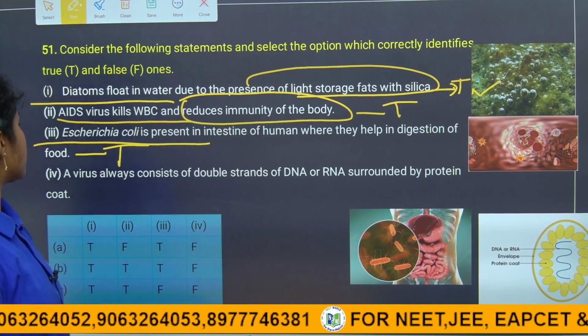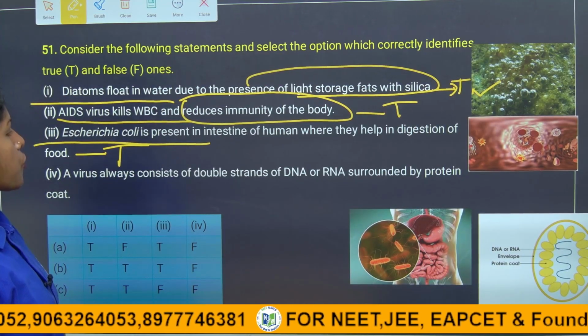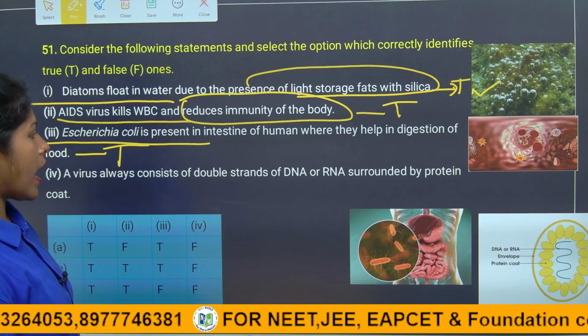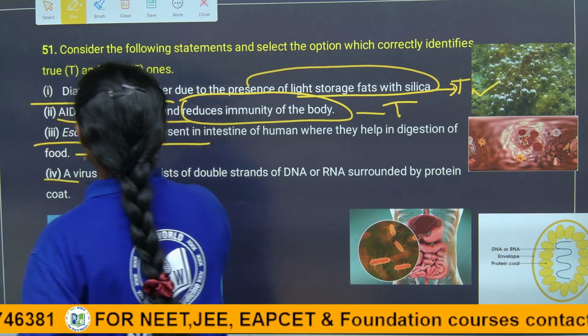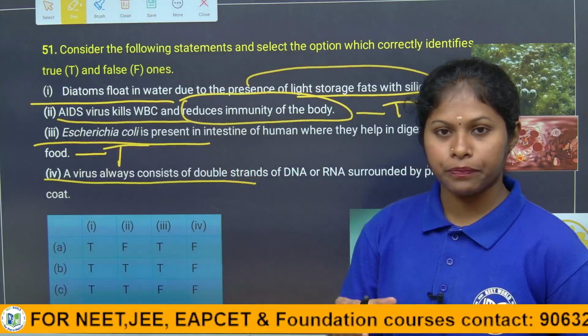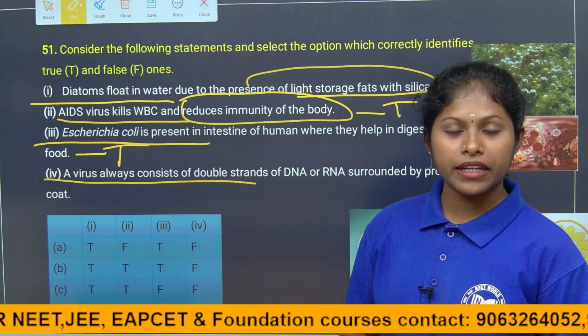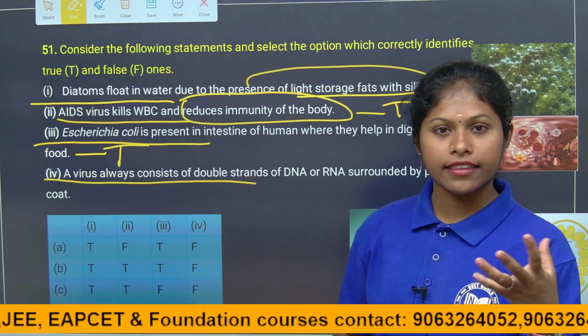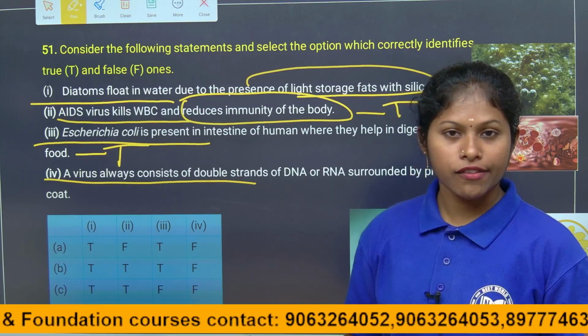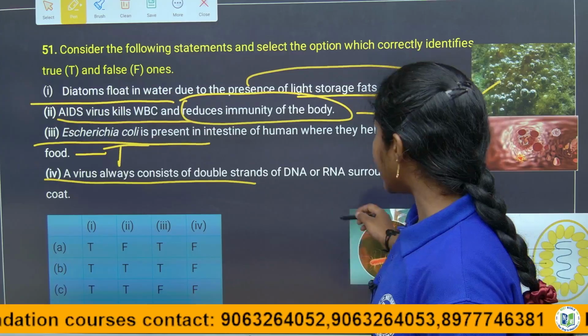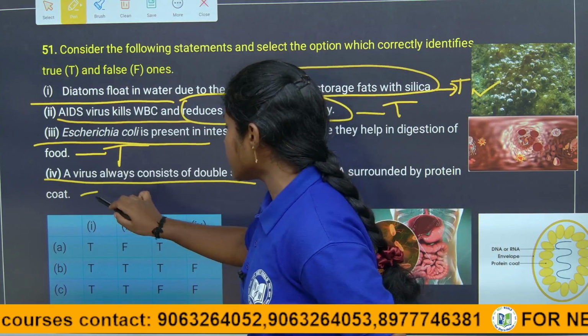Coming to the last statement, children: a virus always consists of double-stranded DNA or RNA surrounded by a protein coat. It is absolutely wrong, children. In viruses, virions and prions also come in. So the genetic material is either DNA, or RNA, or the abnormal unfolded protein also. If it is like that, the statement is false.